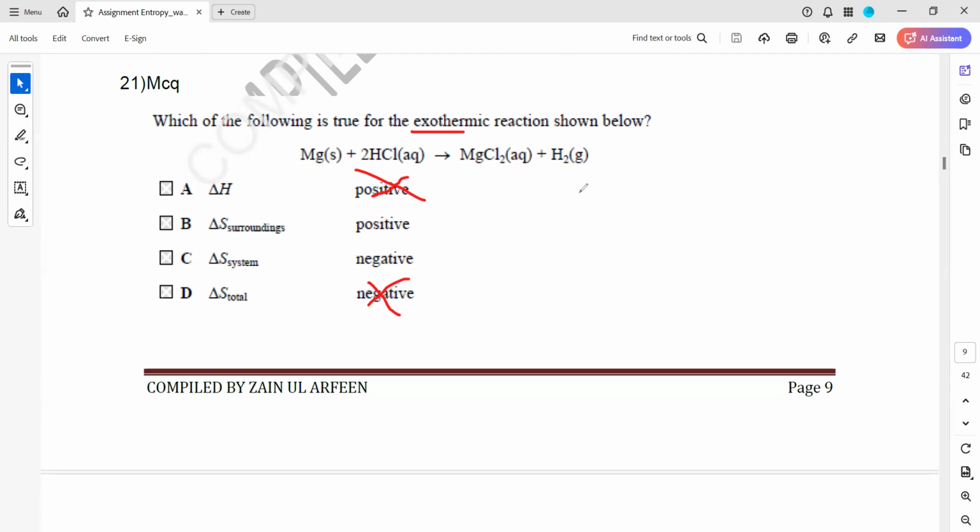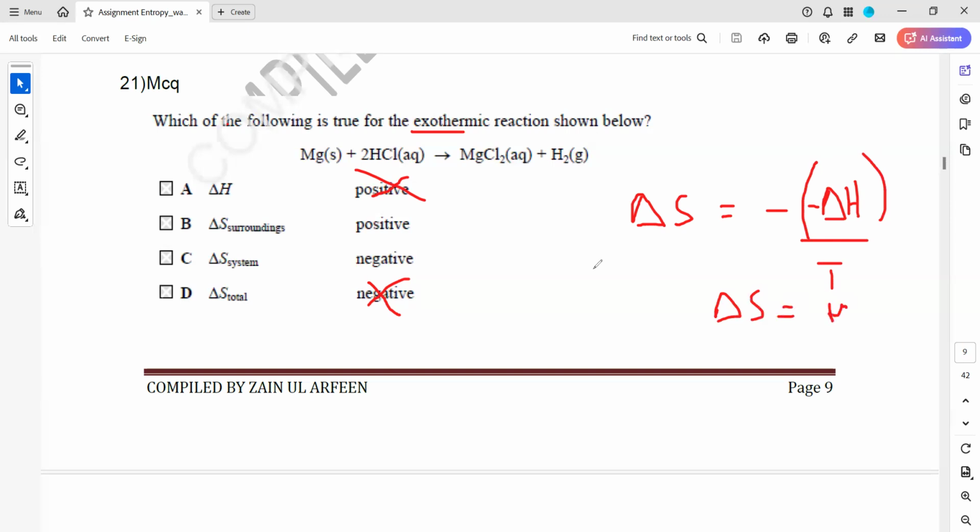Then what about the entropy of the surroundings? The entropy of the surroundings is given by the formula minus delta H by T. Minus is a part of the formula, okay? And because it's an exothermic reaction, delta H will be negative. So negative will be positive. So the entropy of the surroundings will be positive. That's why B is the right answer.